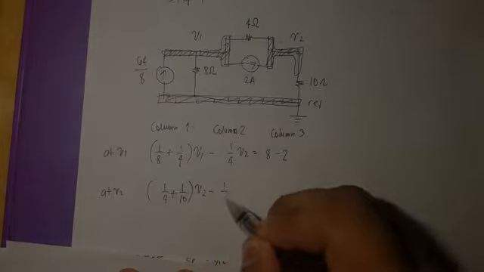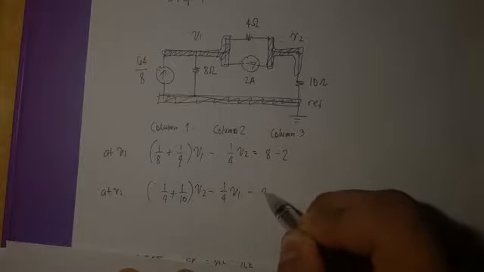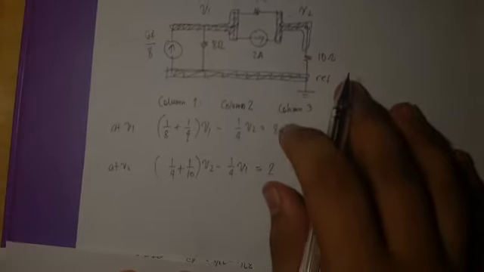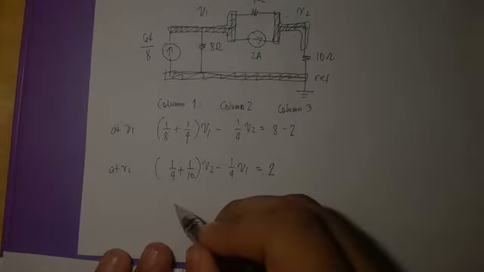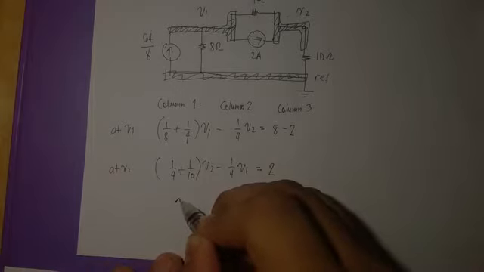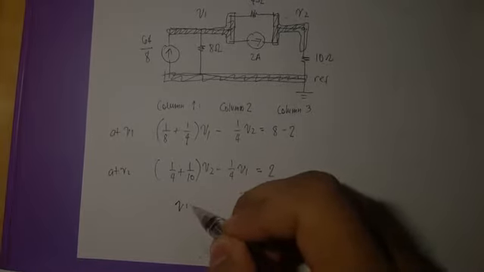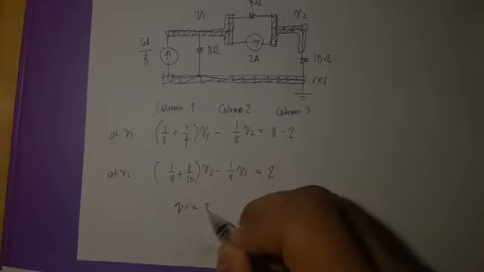Fourth, the column to the right of the equality sign is the algebraic sum of the current sources tied to the node of interest. A current source is assigned a positive sign if it supplies current to a node, and a negative sign if it draws current from the node. And lastly, solve the resulting simultaneous equations for the desired voltages.